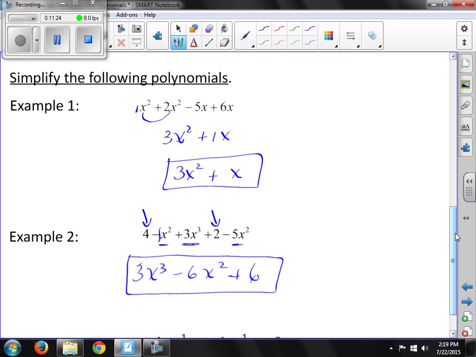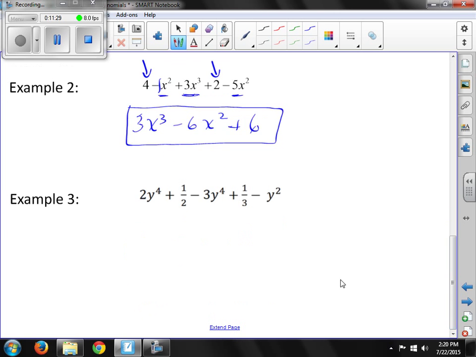And example 3, I want to add, I see that the highest exponent here is y to the 4th, so I want to combine 2y to the 4th and negative 3y to the 4th, which would be negative 1y to the 4th. And then I have this lonely y squared term, negative y squared, and then I have to add 1/2 plus 1/3. And it's not necessary to write the negative in front. I can just write negative y to the 4th minus y squared.